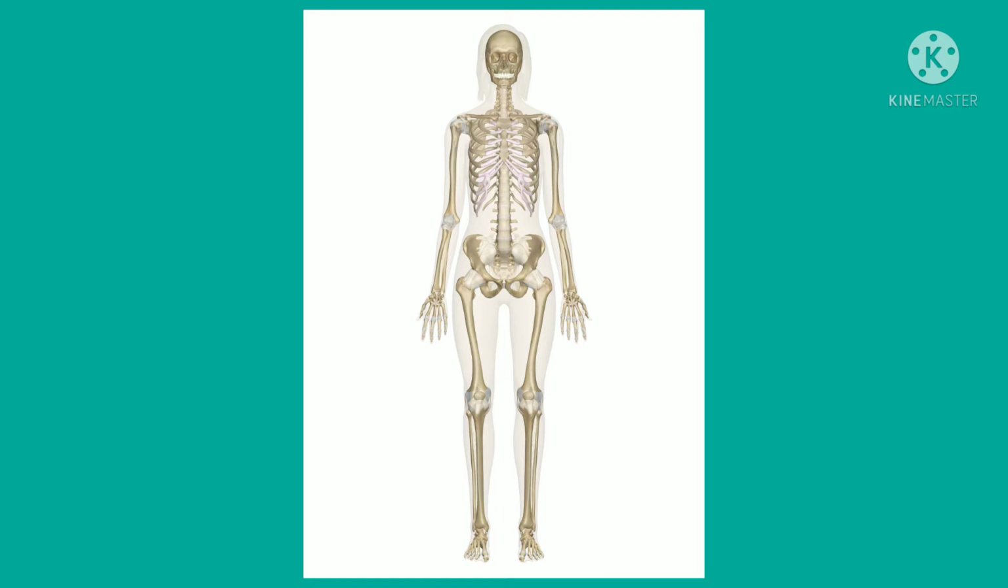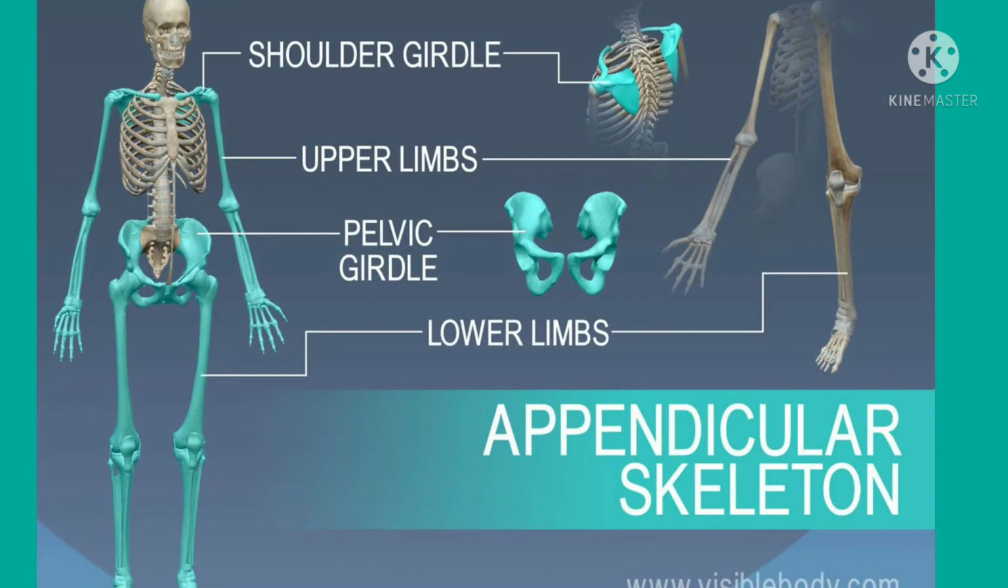Its major functions are body support, facilitation of movements, protection of internal organs, storage of minerals and fats, and blood cell formation. The skeletal system is mainly composed of bones which are classified into two divisions, the axial and the appendicular skeleton. This is the illustration showing the axial and appendicular skeleton.